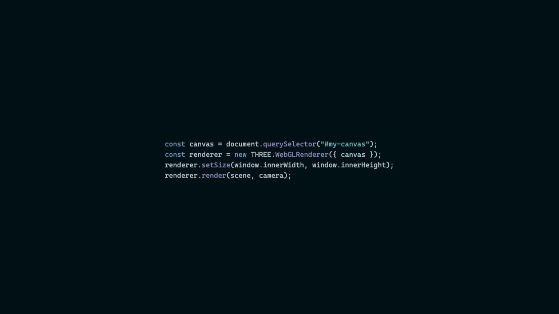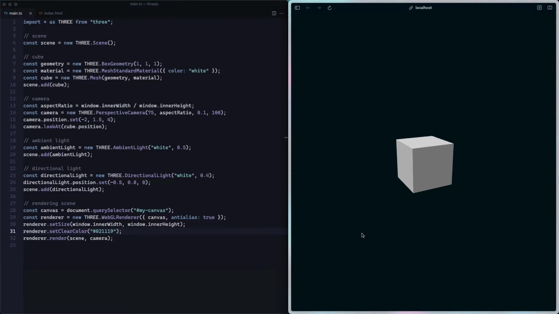I'll brighten up the scene by first adding an ambient light and then a directional light, which shines on our cube from above. Our scene is ready to be rendered on our web page. We provide the Three.js WebGL renderer with a canvas element selected from our HTML page and tell it to render our scene using our camera. There you go. We can see our cube and I have no tricks left.